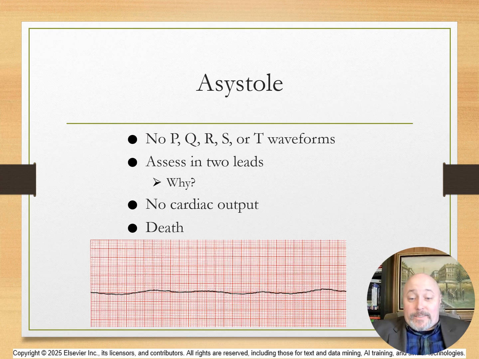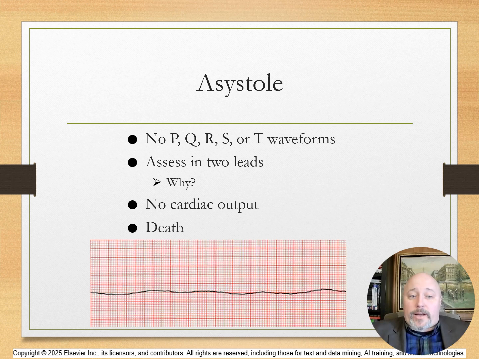And asystole. This would be, generally speaking, a lack of a rhythm, a cessation of electrical activity. It's characterized by a flat baseline seen without any evidence of P waves, QRS, or T waveforms, and only the slightest variation off of the isoelectric line. A pulse is absent, and there is no cardiac output.